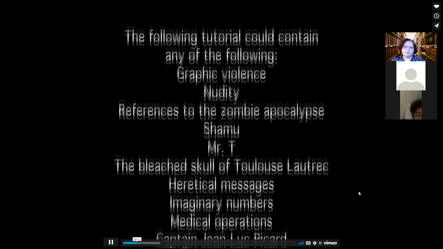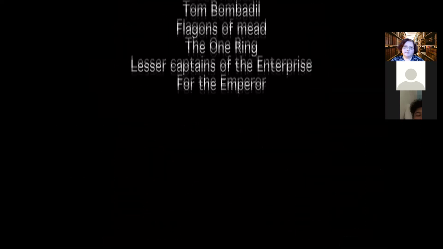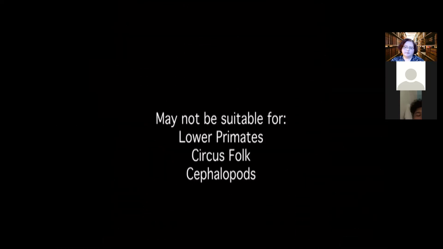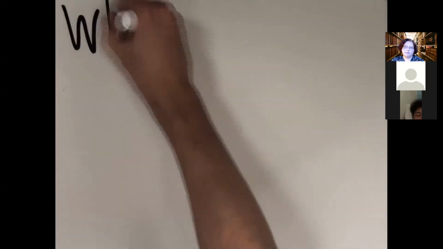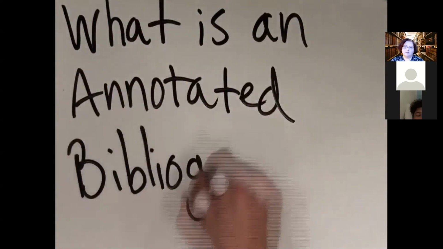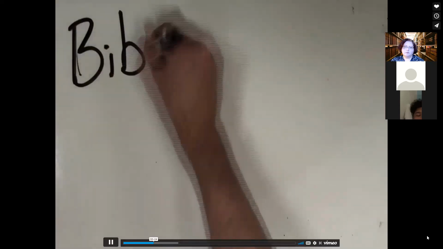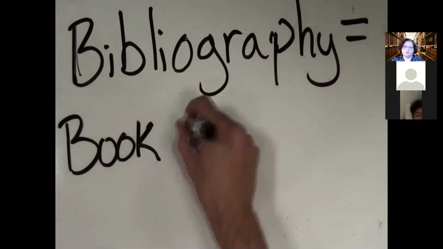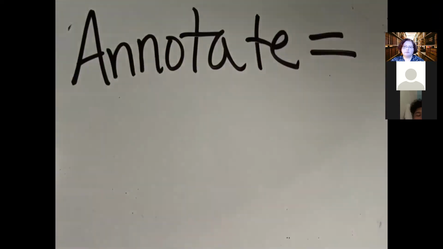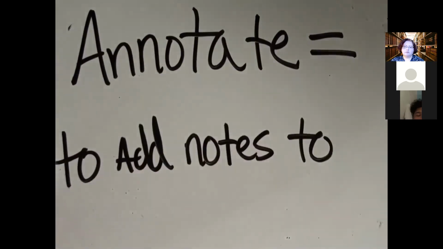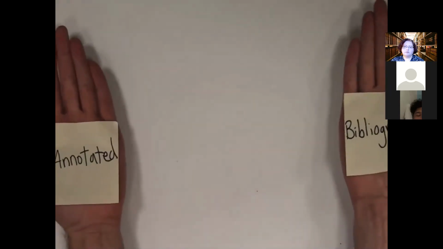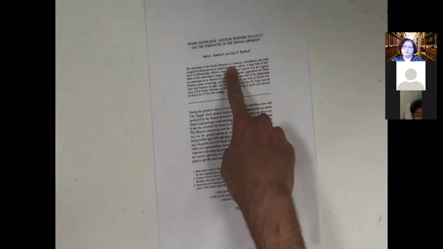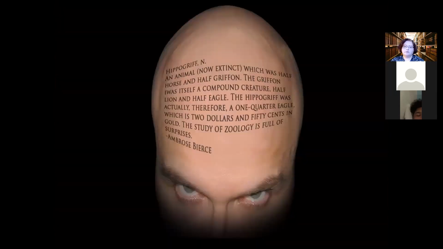Warning, this tutorial could contain any of the following. May not be suitable for lower primates, circus folk, or cephalopods. So, just what the heck is an annotated bibliography? Let's break it down. Bibliography is Greek for book writing, which is a very funny way of describing a list made up of books. Annotate is Latin for to add notes to, which isn't really funny at all. To put it back together, annotated bibliographies are lists of books with notes. Nowadays, bibliographies can contain things other than just books, such as articles or anything else that contains information.